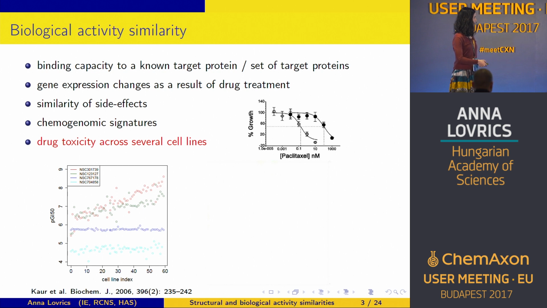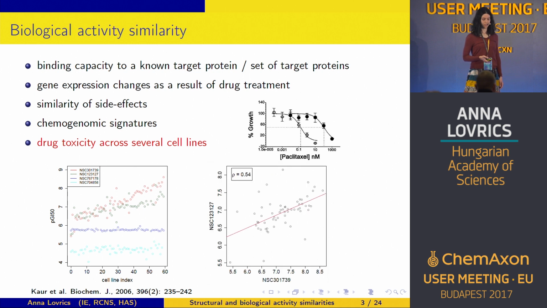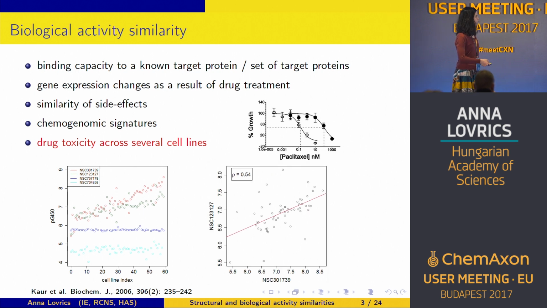I have just plotted some of these data for you. Here, if you look at the cell line index, as you remember, there are 60 different cell lines. And on the y-axis, this is the PGI50 value. You can see there would be cell lines for which this PGI50 value is quite heterogeneous, and there would be others where it's really homogeneous. How can you compare these with each other? One option is to use the Pearson correlation.